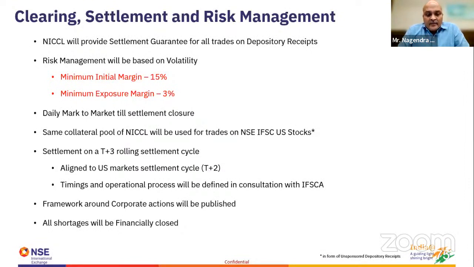And we are coming up with a detailed product disclosure document, a dedicated website, where all the corporate action related filings by the corporates, SEC filings will be displayed. Their US stock prices, along with our DR prices, will be published. And since we are doing a T+3 cycle, we are not conducting an auction. So in case there is a shortage, it will be financially closed out.